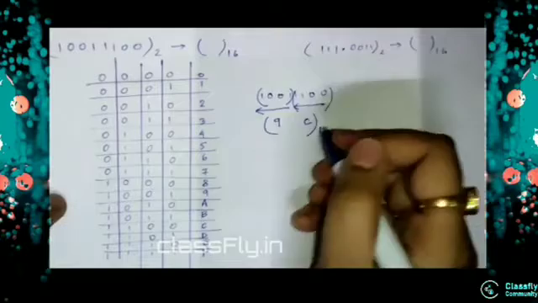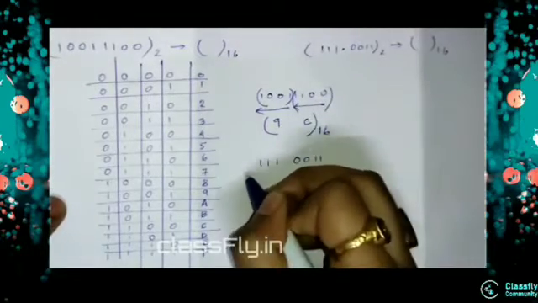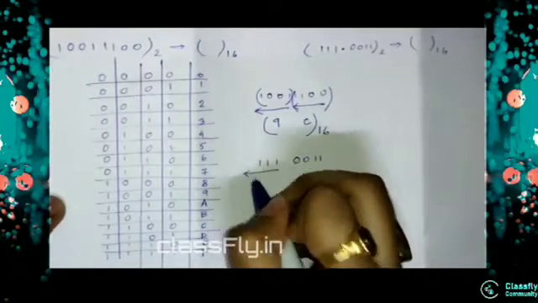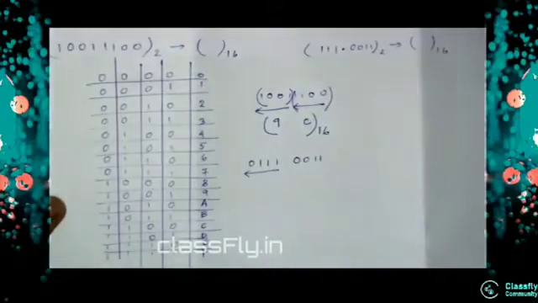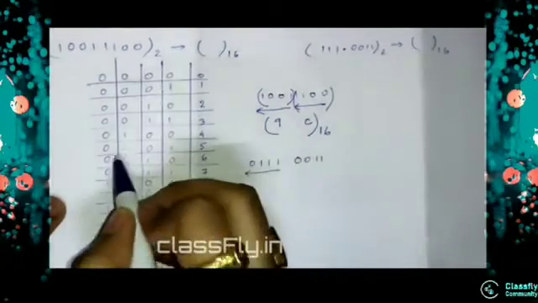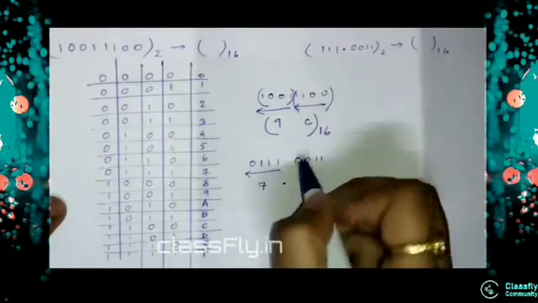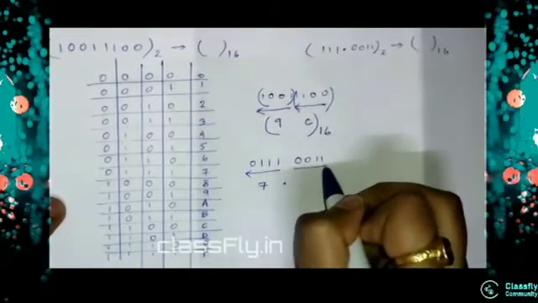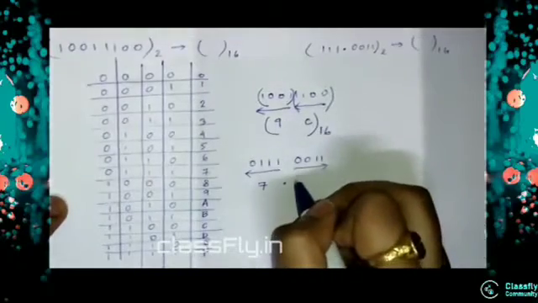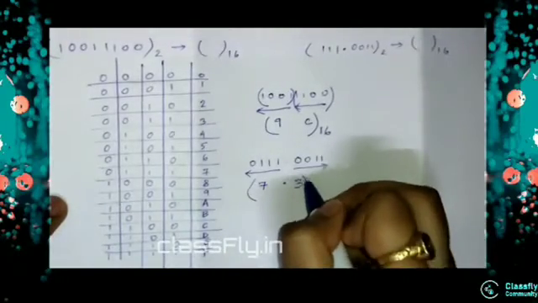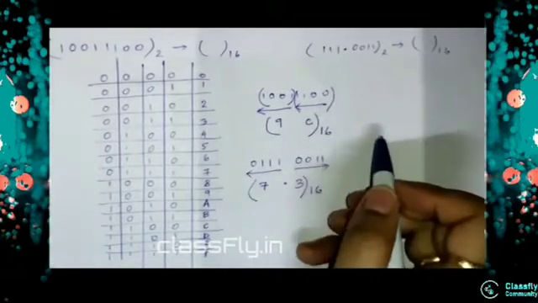Now we will do the floating point, that is 1 1 1 point 0 0 1 1. Before the decimal we will move from right to left. As it is 3 digits, we will put a 0 here to make 4 digits. So 0 1 1 1 comes at 7. So we will write 7. After the decimal we will move from left to right, that is 0 0 1 1. 0 0 1 1 comes at 3. So we will write 3 here. So the answer for this one is 7.3 and the answer for the first is 9C.